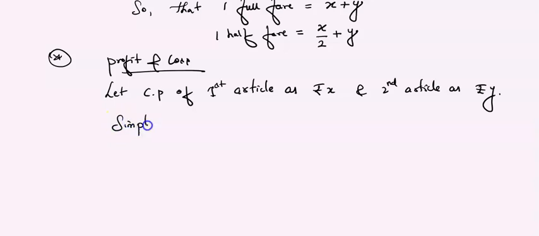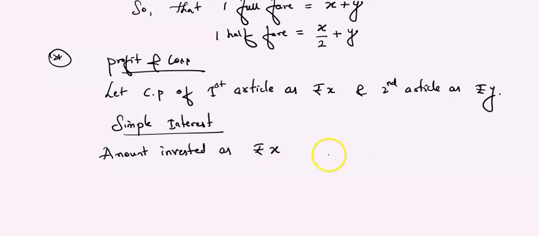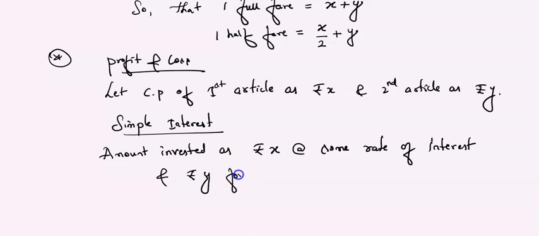If the problem is based on simple interest, how to solve? Very simple. As you can see, you have to take the amount invested as rupees X at some rate of interest. This is your first case. And second, rupees Y for some other rate of interest. Are you getting my point? So here you have two rates of interest. You have to consider the amount invested as rupees X for some rate of interest and rupees Y for some other rate of interest, and you can easily solve the problem based on simple interest.